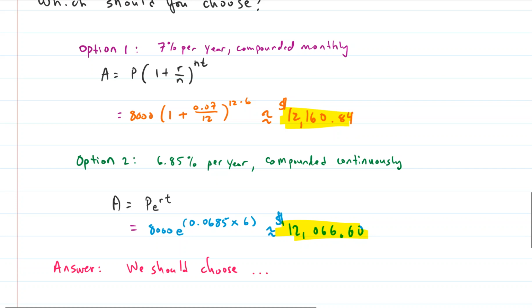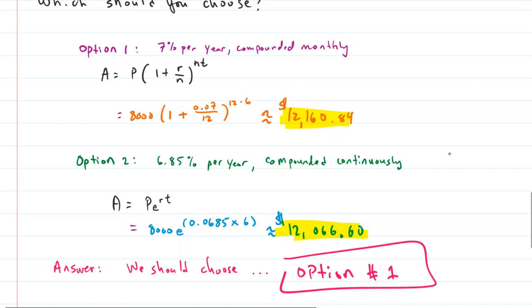So there we go. We should choose. Well, which one would you choose? I know which one I would choose. I want the one with more money. Option number 1. So we'll choose option number 1, which gives us $12,160.84.